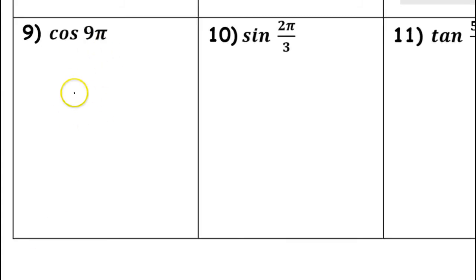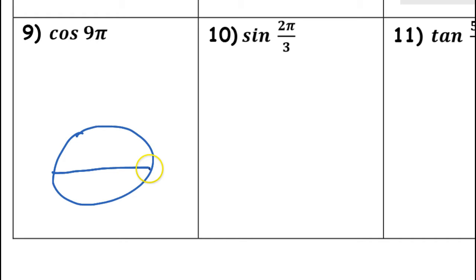Alright, cosine of 9 pi. Well, okay, pi is half of this circle. So this would be like 1 pi, 2 pi, 3 pi, 4 pi, 5 pi, 6 pi, 7 pi, 8 pi, 9 pi. Alright, all the odd ones are going to be over here.